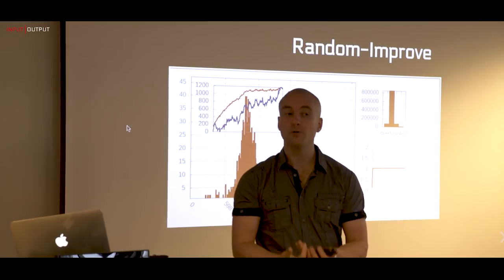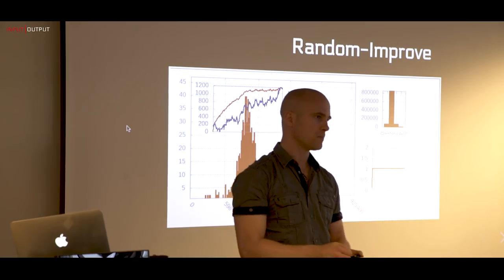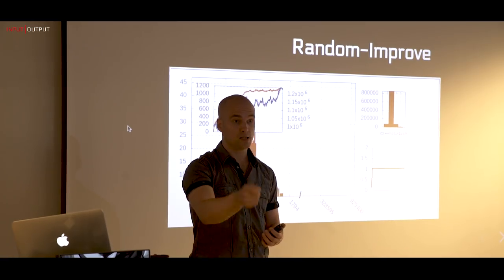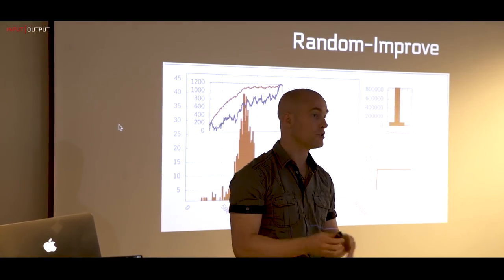So she tries to improve this. That's why we call this algorithm random improve. We just pick randomly, and then we try to improve it. OK. So maybe she picks not a 10, maybe a 20, whatever. And she tries to get closer and closer to 70, so that her change is 70.